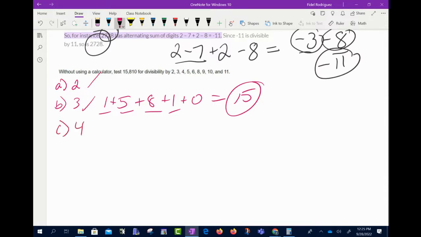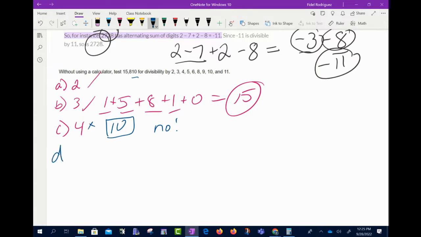Part C, we're going to check 4. If we want to know if we can divide this number by 4, we have to look at the last 2 digits. The last 2 digits are 10. Does 4 go into 10 nice and pretty? No, it doesn't, right? 4 doesn't go into 10. So no, it doesn't divide by 4. 4 is not going to work.